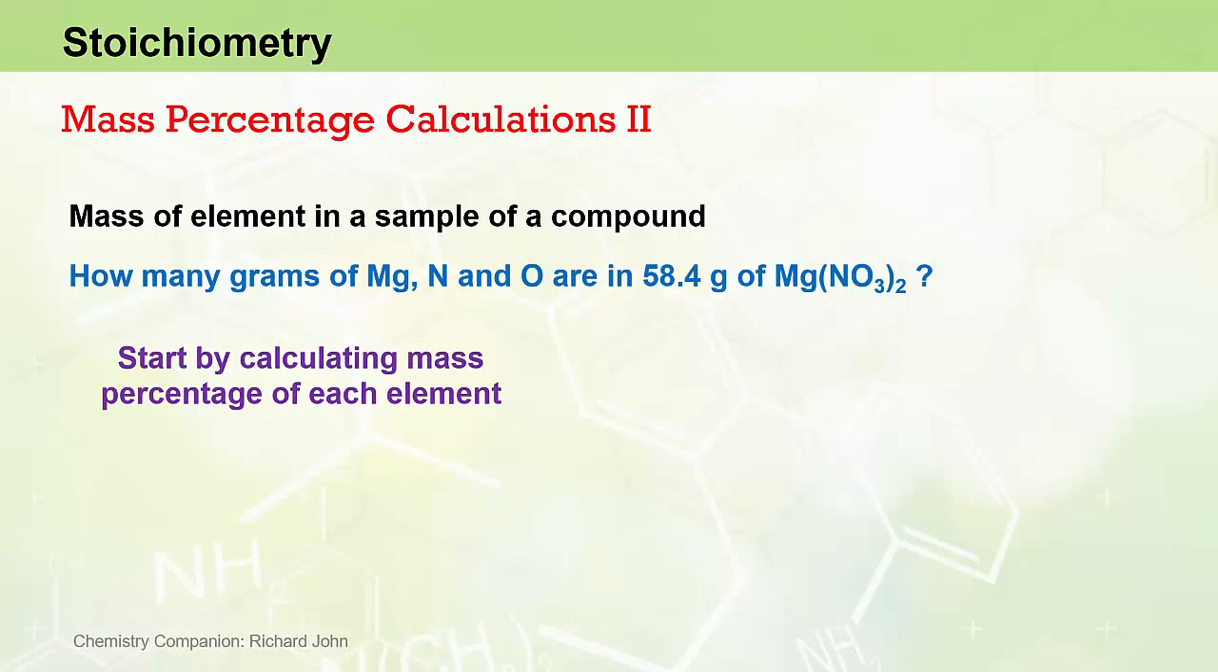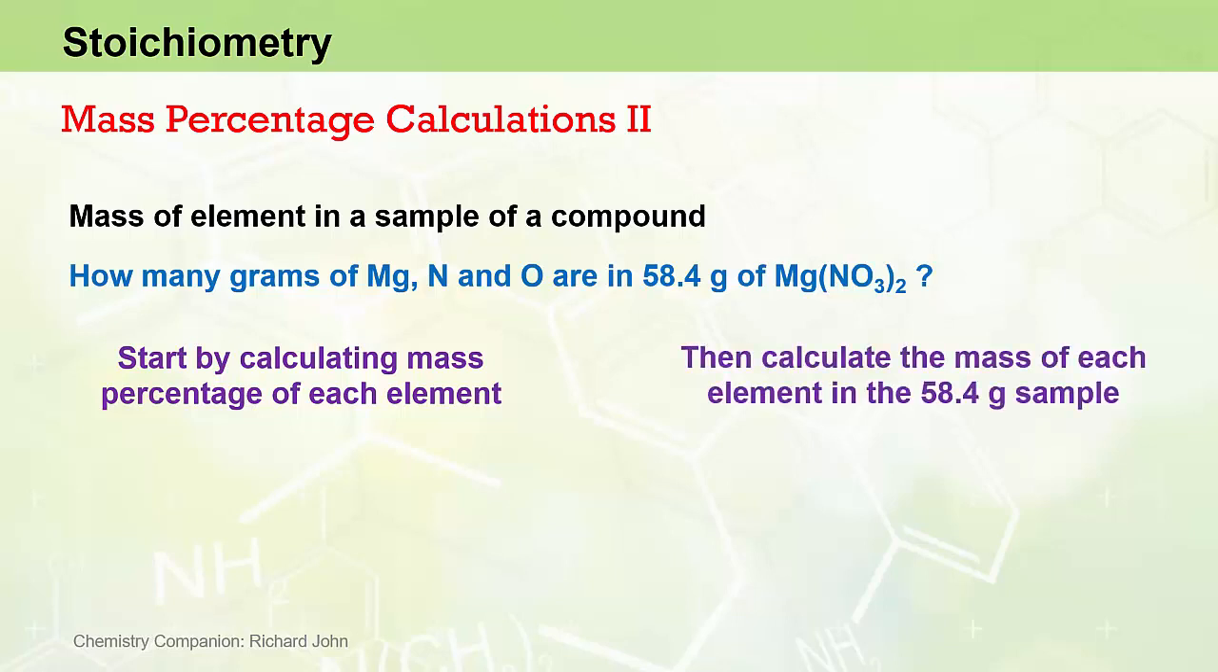To solve this problem, we are going to start by calculating the mass percentage of each element in the compound magnesium nitrate. And then we are going to use these percentages to calculate the mass of each element in the 58.4 grams of the magnesium nitrate sample.